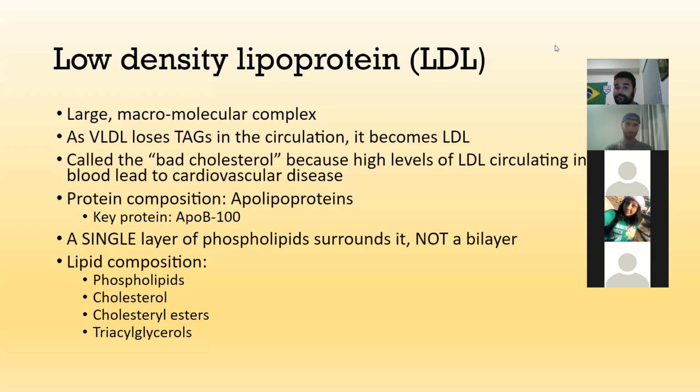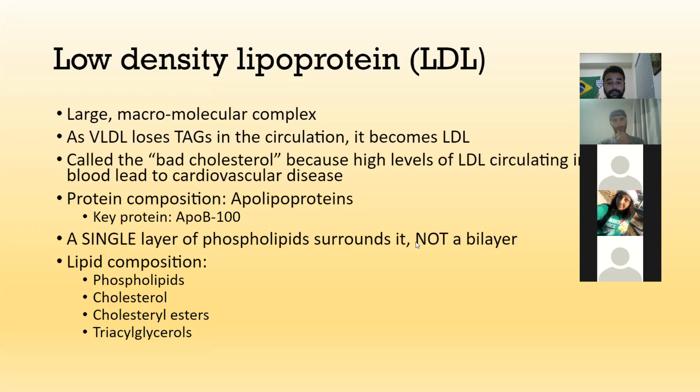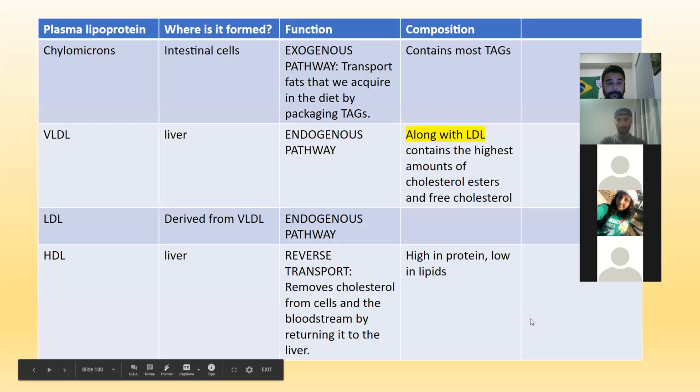A big important differentiation of low density lipoproteins from everything else is that their key protein here is our ApoB 100, okay? So be aware that it's ApoB 100, because that could be an easy question that you could miss just because you confuse the names of the apolipoproteins, okay? An important thing as well is that our low density lipoproteins are surrounded by a single layer of phospholipids, not a bilayer. And the lipid composition of our low density lipoproteins constitutes phospholipids, cholesterols, cholesterol esters, and triacylglycerols.